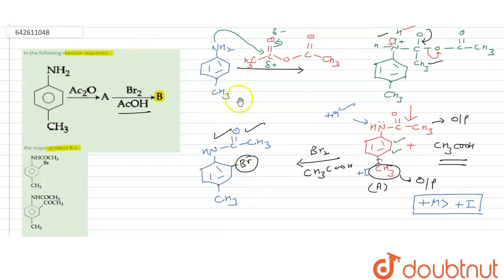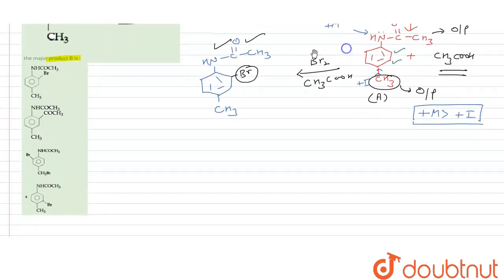Now we have to match our options. This is our option A, this is option B, this is option C and this is option D. Now you can see that at the para position there is a CH3 group, but in option C there is a CH2Br, so this cannot be our answer.